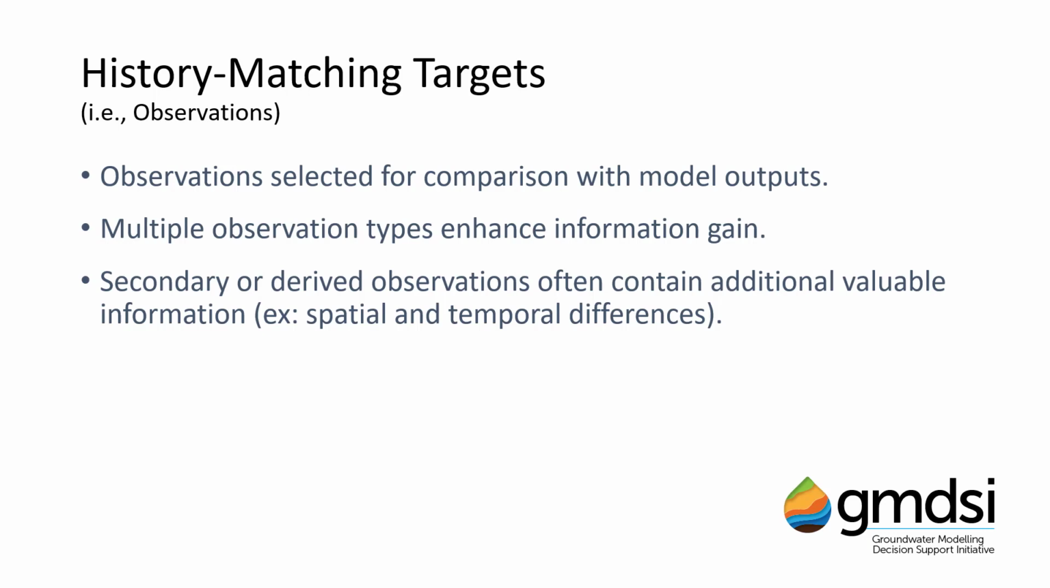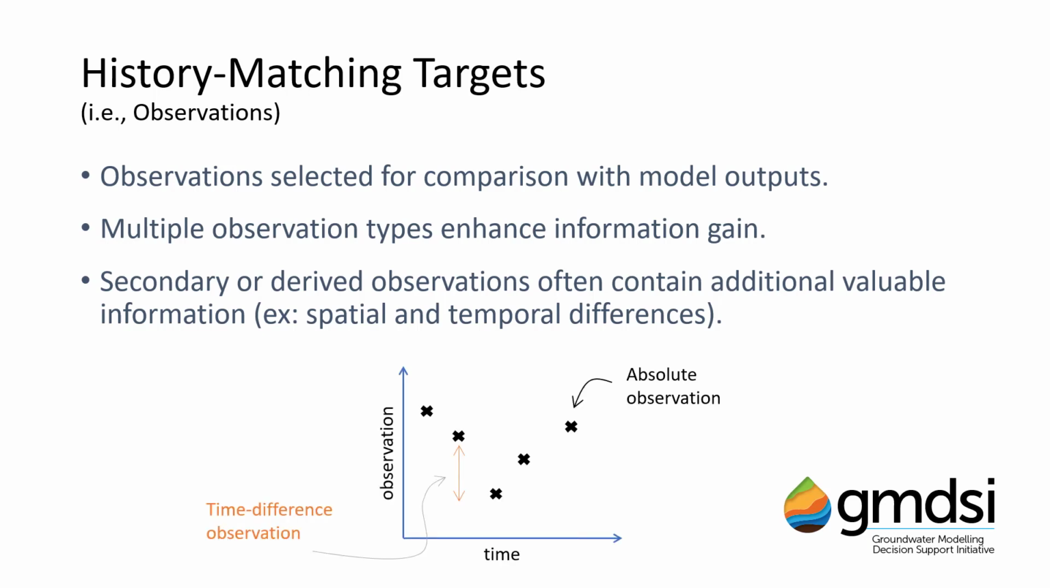An often overlooked observation type are spatial and temporal differences between measured values. For example, in transient models, including observations of the difference between heads at different times can often facilitate better estimation of parameters which control dynamic processes, such as storage parameters or recharge rates, than if only absolute values are included as history matching targets. In this way, even if it is hard to match the absolute values, the ability to capture information contained in the temporal signals is not lost.